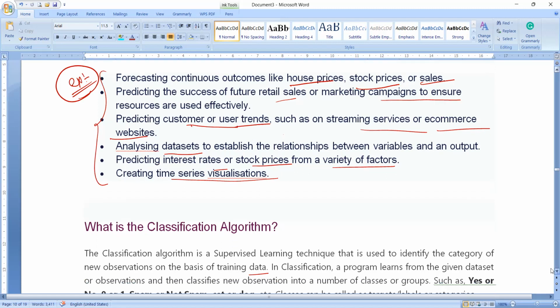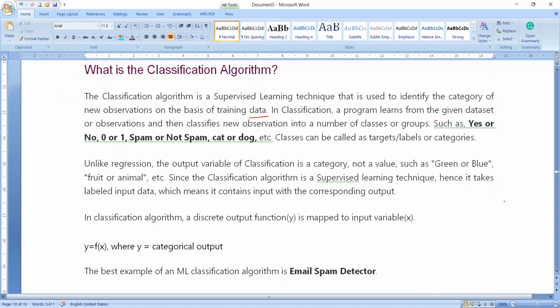Next, model classification. A classification algorithm is a supervised learning technique that is used to identify the category of new observations on the basis of training data. The classification program learns from the given data set or observations and then classifies new observations into a number of classes and groups such as yes or no, 0 or 1, spam or not spam, cat or dog, animal or human being, etc. The classes can be labeled as targets, labels or categories.